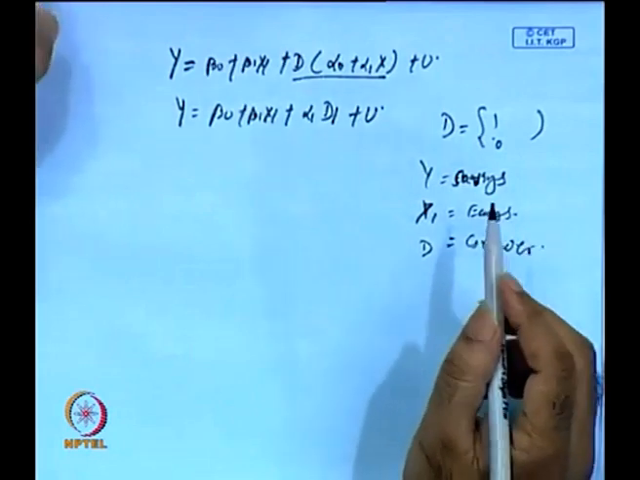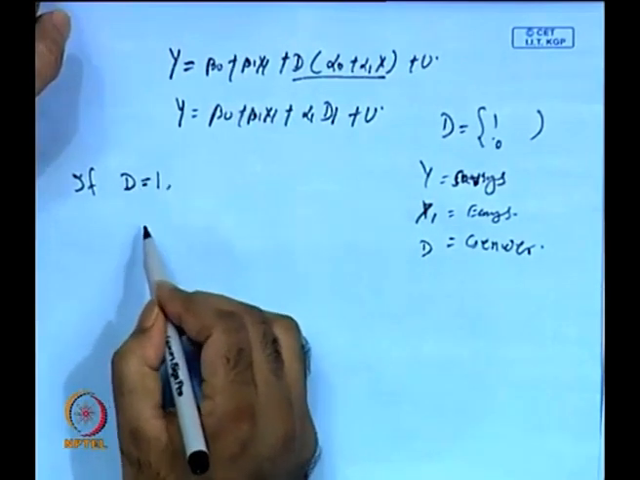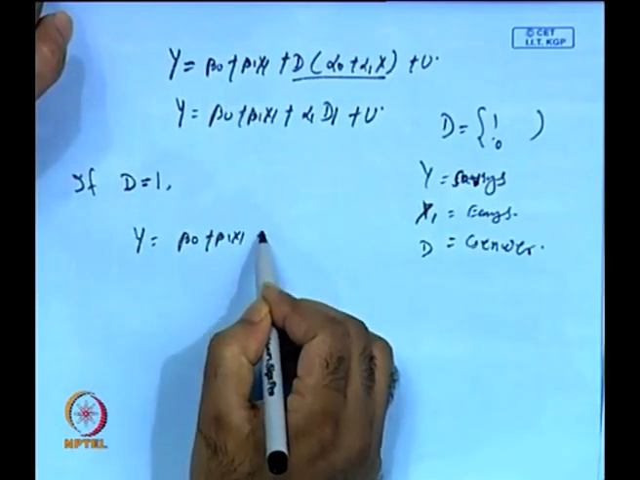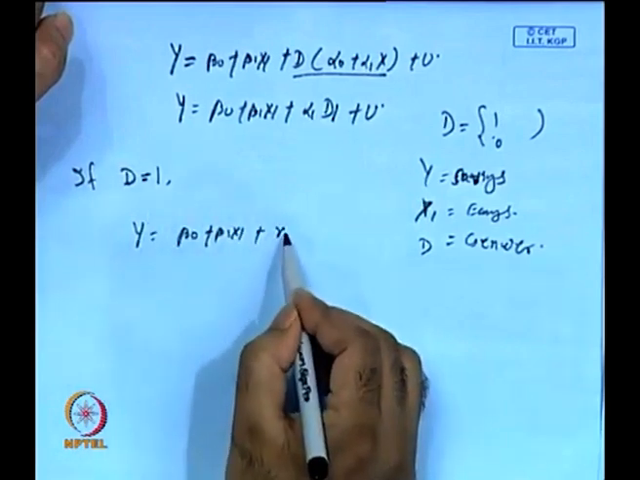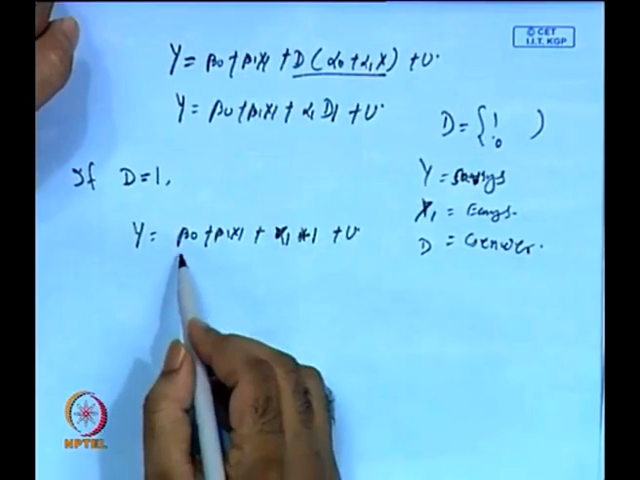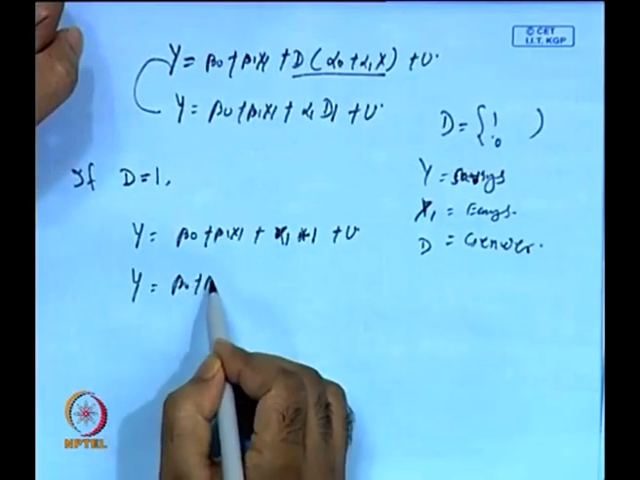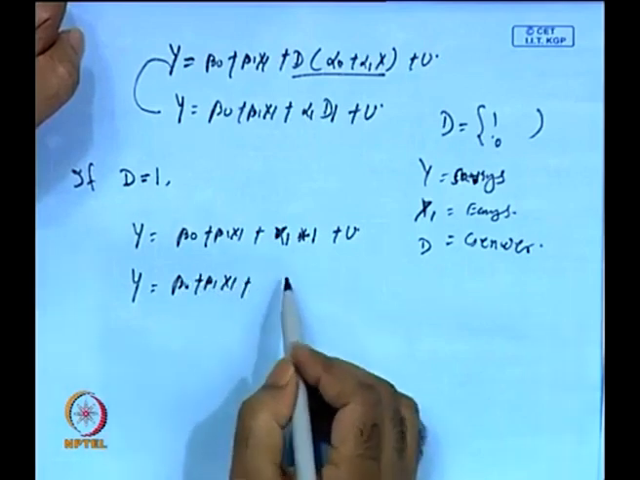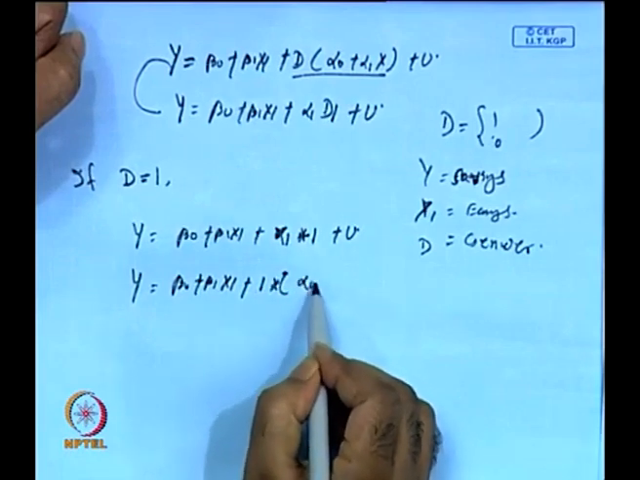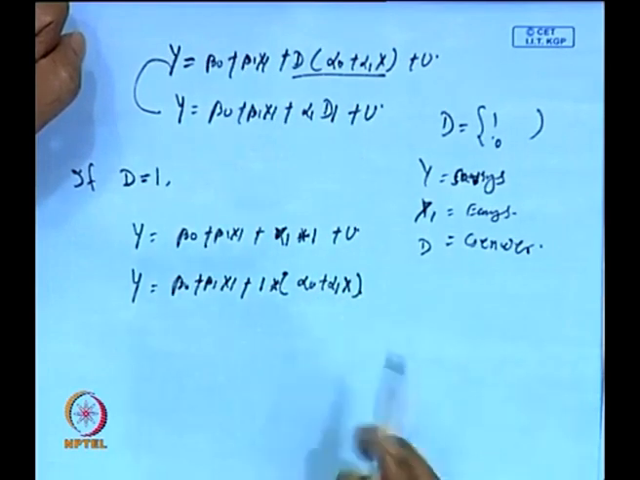Now if D equal to 1, then the model will be structured as Y equal to beta 0 plus beta 1 X1 plus D, so alpha 1 into 1, plus u. Otherwise, if you put it in that particular format, then it will be Y equal to beta 0 plus beta 1 X1 plus D equal to 1 into (alpha 0 plus alpha 1 X), plus u. So this is another form of the model.